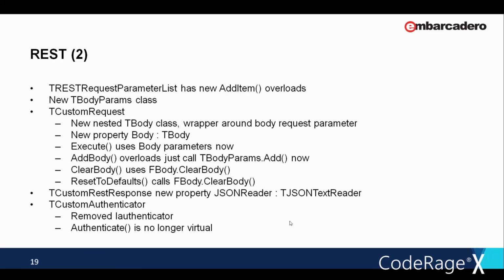And reset to defaults also calls clear body, so perhaps that was a bug fix that ended up being introduced when that code got refactored as well. Custom REST response has a new property, which is the JSON reader for reading the REST response, and the custom authenticator has removed IAuthenticator, and authenticate is no longer virtual. The way it gets invoked has changed on the back end, so it doesn't need to be overridden.